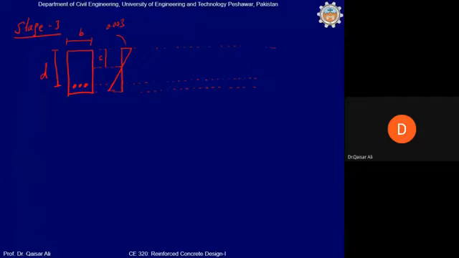Now, since we know that at this stage, this is the failure stage, the stress-strain relation will not be linear, and the stress variation we can see will be somewhat like this. It will vary like this. Okay.